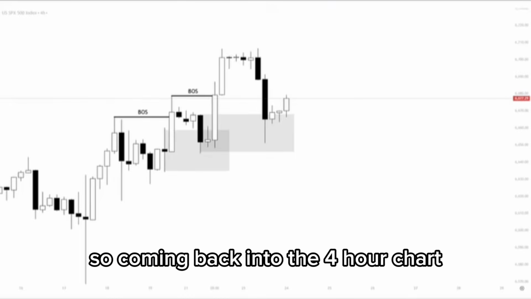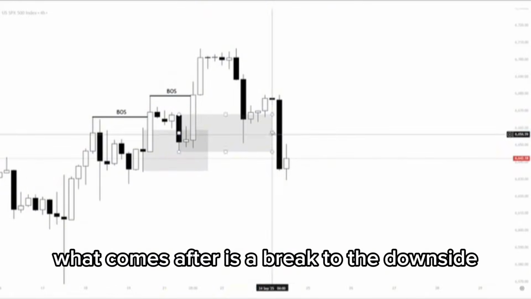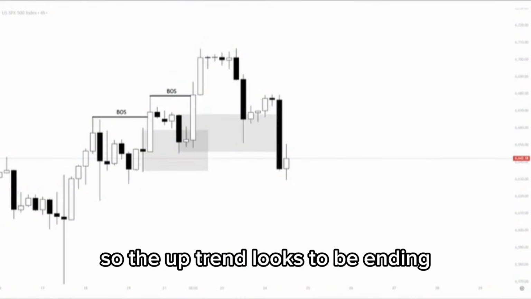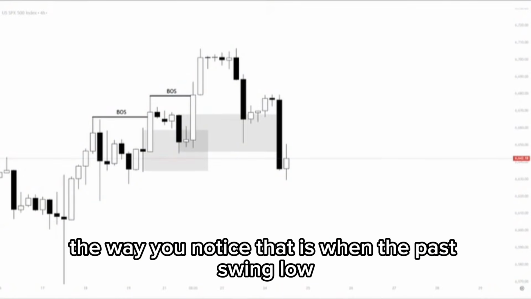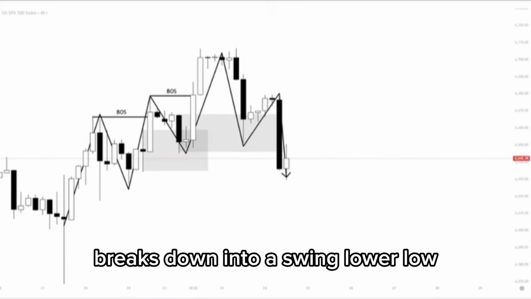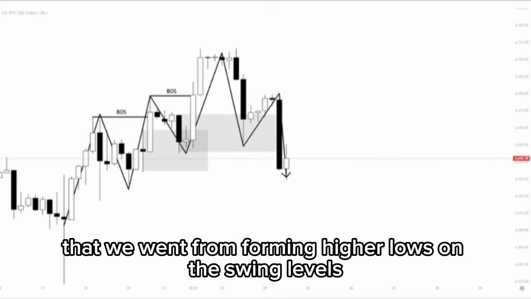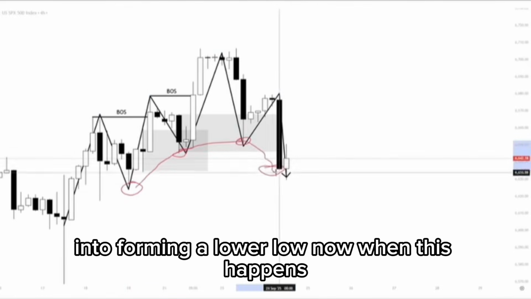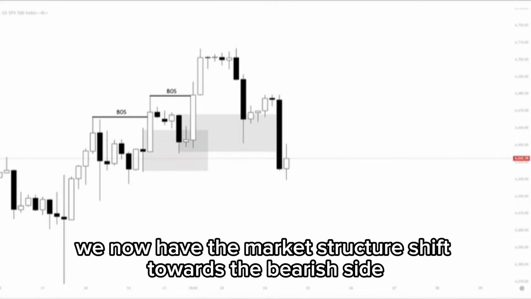So coming back into the 4-hour chart, what comes after is a break to the downside. So the uptrend looks to be ending. The way you notice that is when the past swing low breaks down into a swing lower low. You can see it here that we went from forming higher lows on the swing levels into forming a lower low. Now when this happens, we have the market structure shift towards the bearish side.